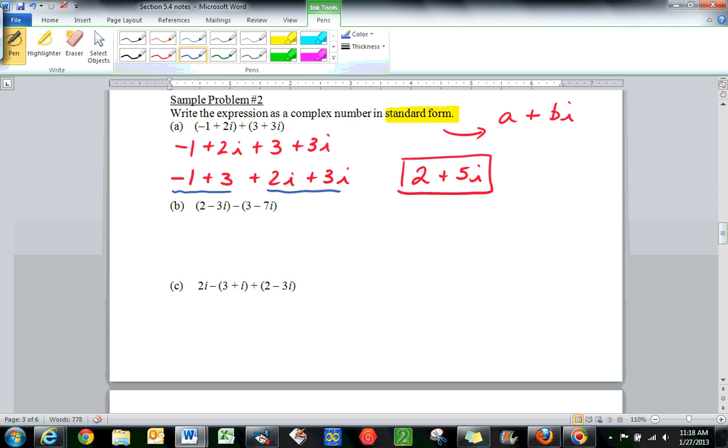Here, or part B, excuse me. Here we have a negative in front that's going to be required to be distributed first. 2 minus 3i, and now I get negative 3 and a positive 7i.